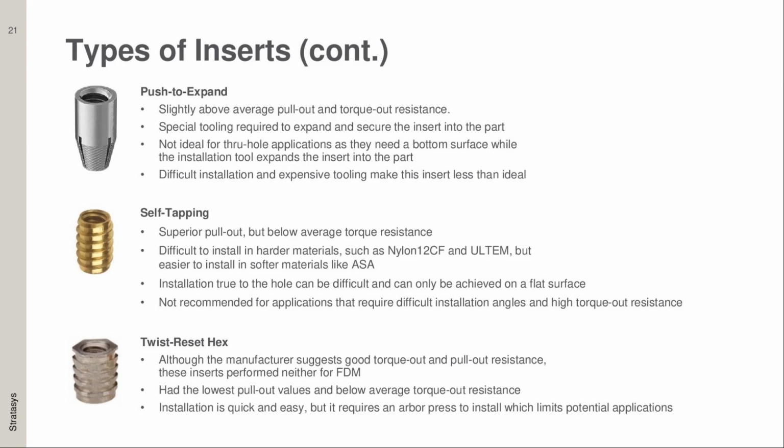Self-tapping, this is great. This is very common. It has excellent pullout performance, but you're going to get below average torque resistance, which makes sense because you're self-tapping it in. They're difficult to install for some of the harder materials like Nylon 12 CF and Ultim, which I didn't talk about, but it is pretty easy for soft materials like ASA.